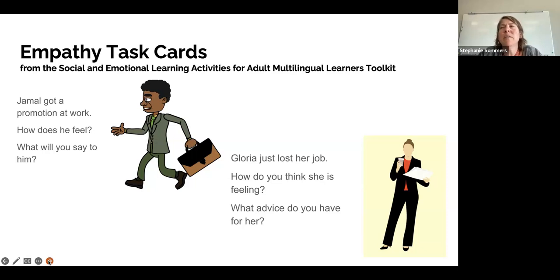Again, I could see using these as maybe a situation of the week that you're going to talk about. You could use them in a journal for some writing practice. But I love that they provide opportunities for students to test out what they might say in different situations and get feedback from others.